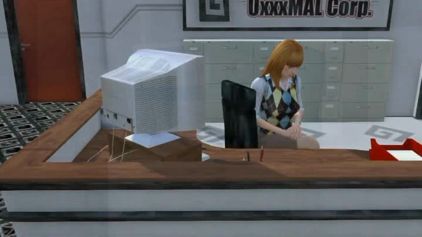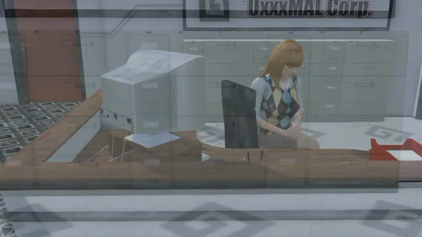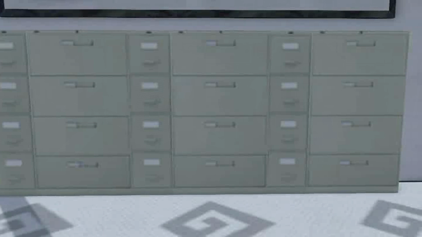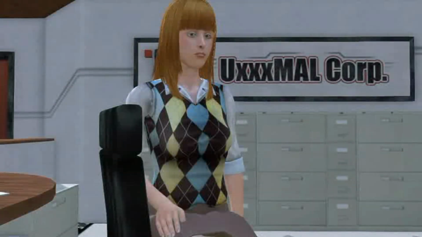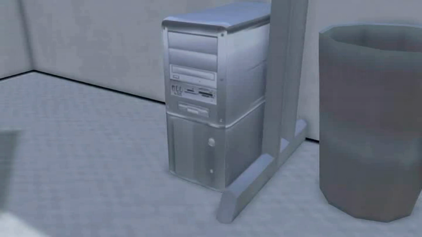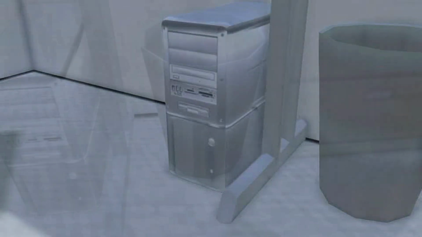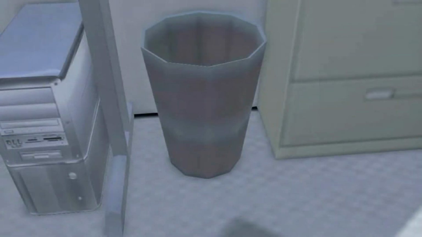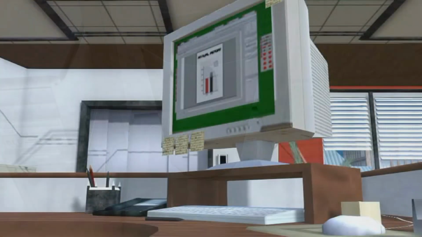We are at reception. They are filing cabinets. She is the receptionist. It is a computer. Yes, it is a waste bin. Yes, it is a computer. It is a meeting room.